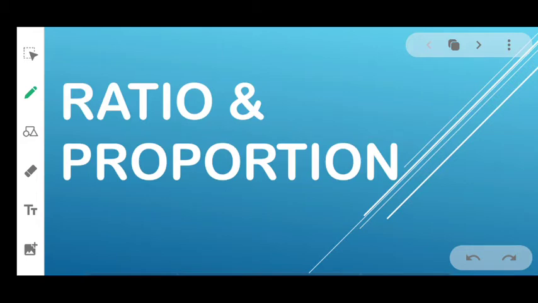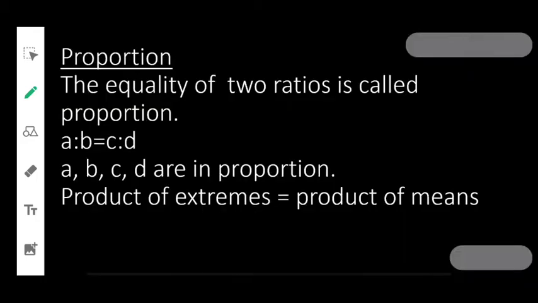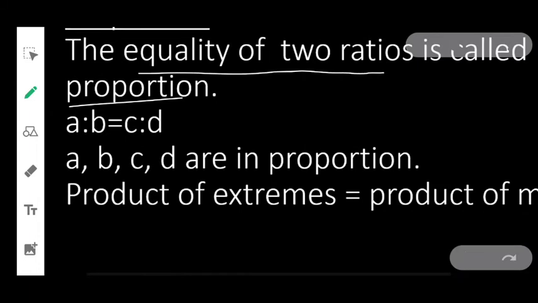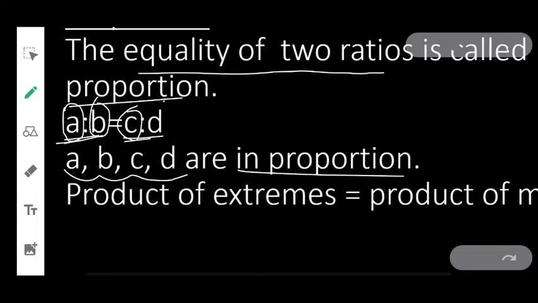Today we will learn about proportion. Proportion is the equality of two ratios. If A is to B equals C is to D, then you can say A, B, C and D are in proportion. A is known as the first term, B is the second term, C is the third term and D is the fourth term.